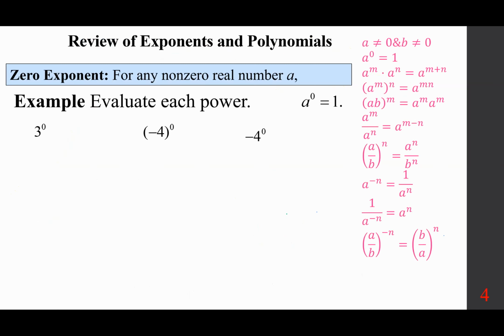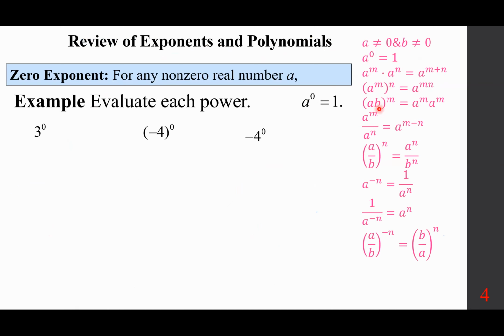All right, let's review the exponents and polynomials. A and B are not 0. A to the power of 0 is 1. This is the zero exponent rule. A to the power of m times a to the power of n is a to the power of m plus n, meaning this is the product rule. A to the power of m to the power of n is a to the power of m times n. This is the power rule.